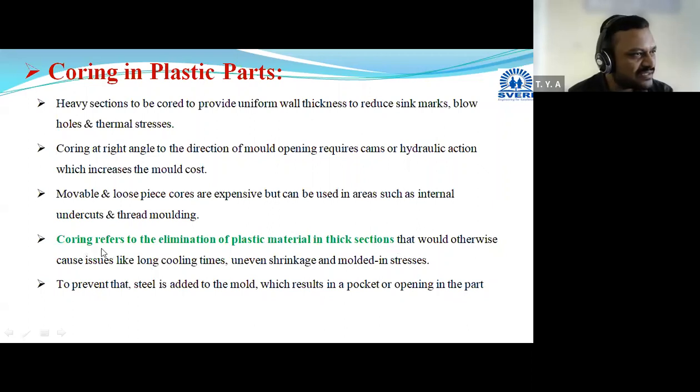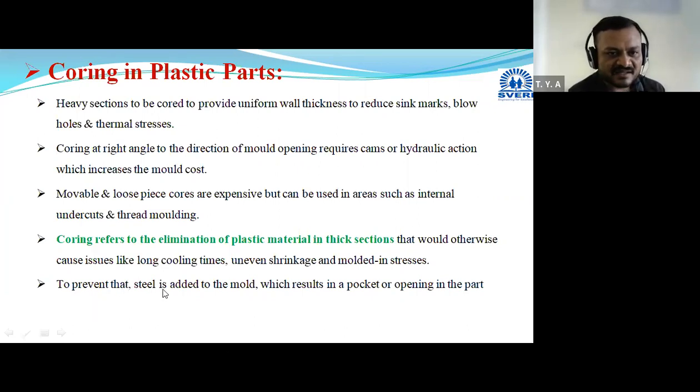It is highlighted in this green color. Coring refers to elimination of the plastic material from that thick section. Already I have told you, while modifying that design, wherever thick portions are there, we are eliminating that extra material from the heavy sections. That process is termed as the coring. And how is it obtained? Generally, we are providing the metal coring. I think I have mentioned that point also here.